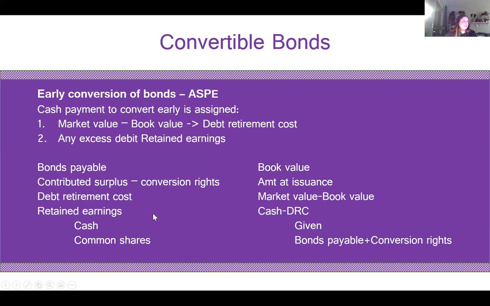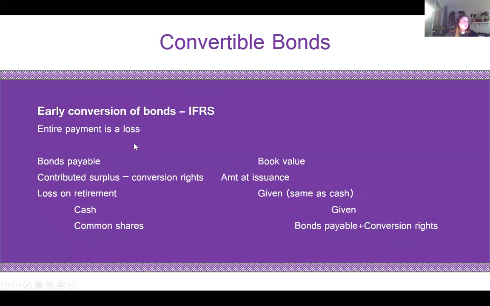Your retained earnings is going to be the cash that they have paid minus your debt retirement costs. Cash is given, and your common share amount is going to be your bonds payable and your conversion rights. So the first two is equal to common shares. The last two is equal to your cash. And under IFRS, the entire payment is considered a loss. So you're going to have, again, bonds payable, contributed surplus, same amount, and your loss on retirement and cash is equal to the amount that they say in the problem.